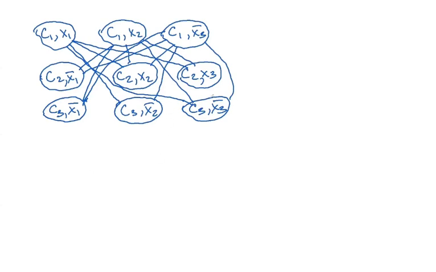Then finally, between the second and the third clauses, we have all compatibilities here. Then for not x2 in the clause C3, it's compatible to two of these. And for not x3, we also have two neighbors here. Okay, so this is our construction now.